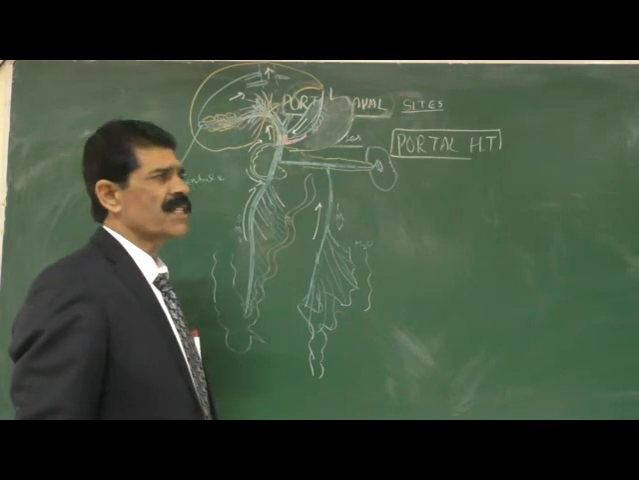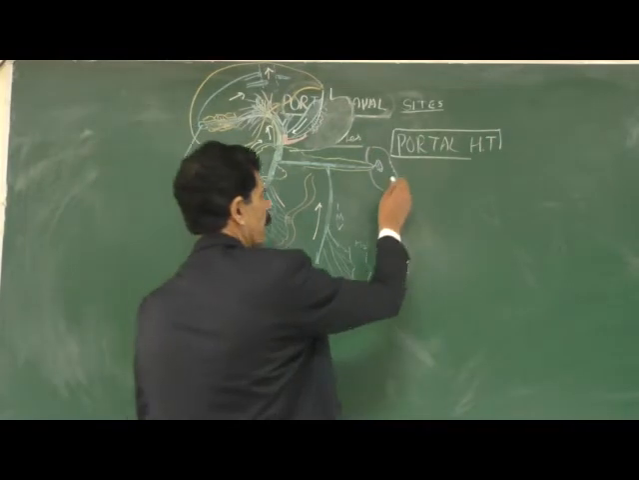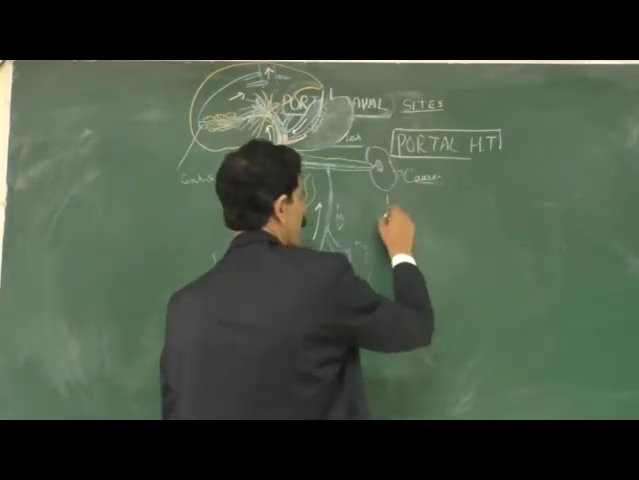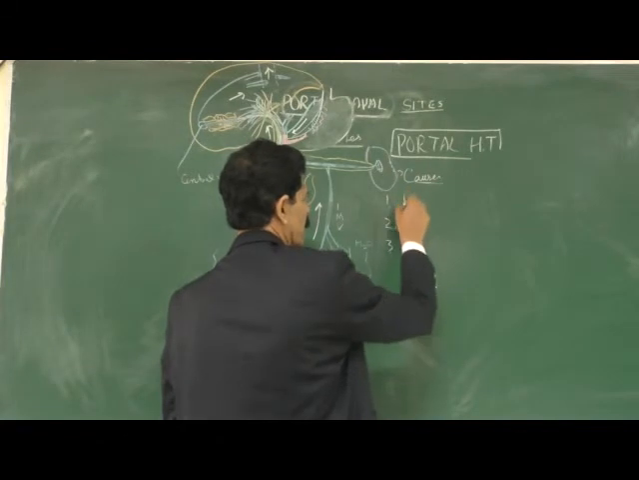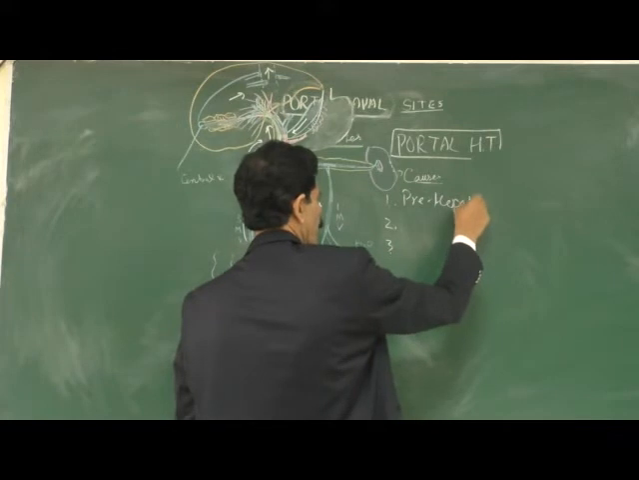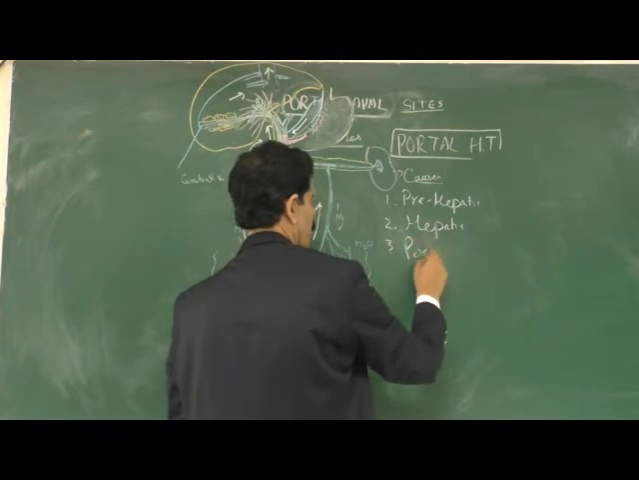In portal hypertension, what happens? There is an obstruction of the portal blood flow. And there are three sites or three causes of portal hypertension. Number 1, number 2, number 3: the pre-hepatic causes, then hepatic causes, and post-hepatic causes.